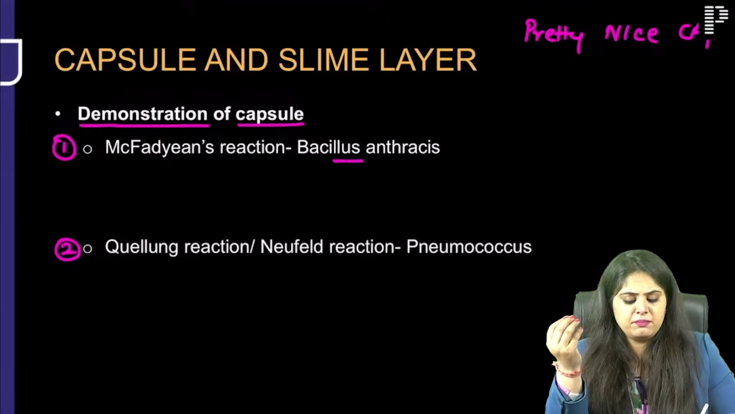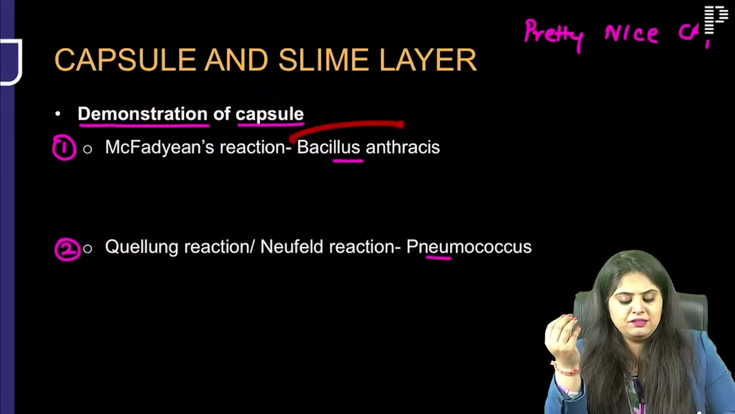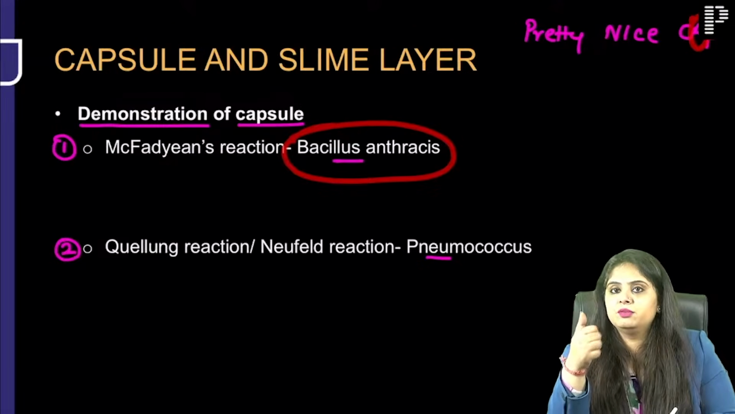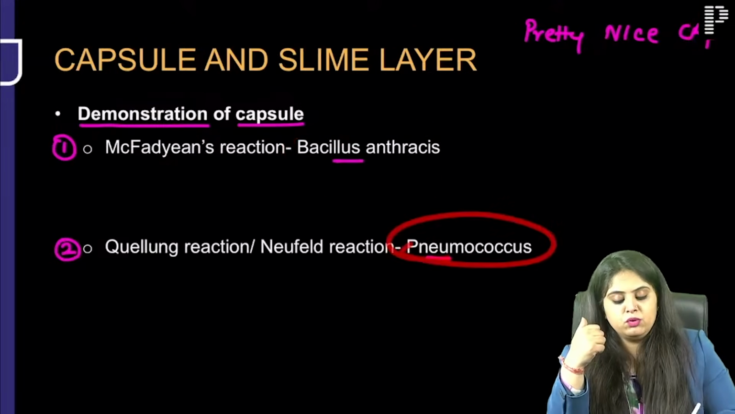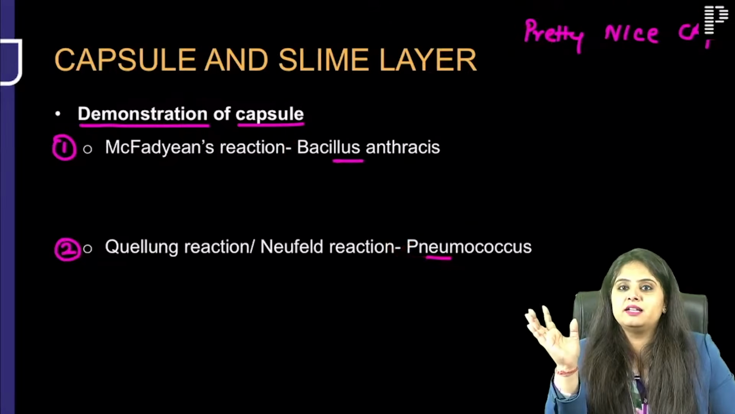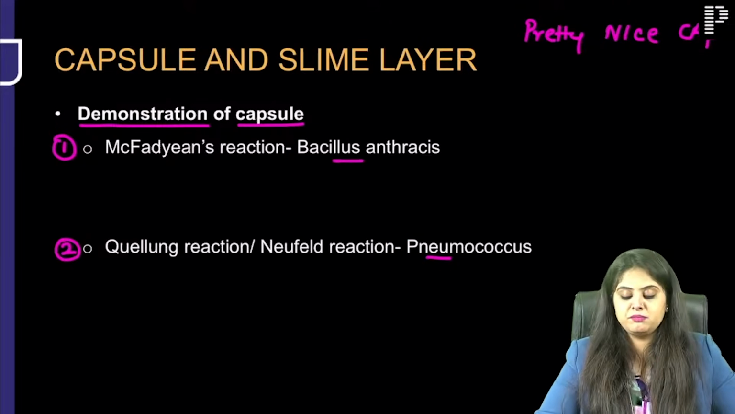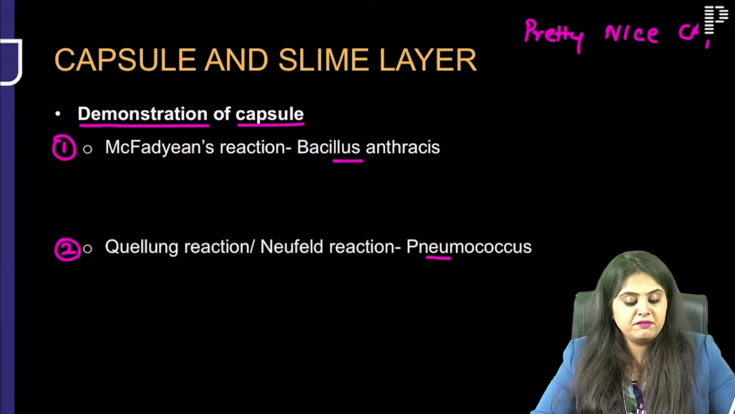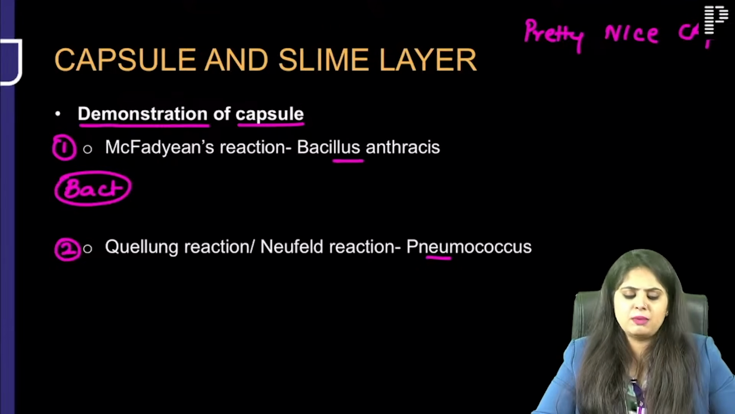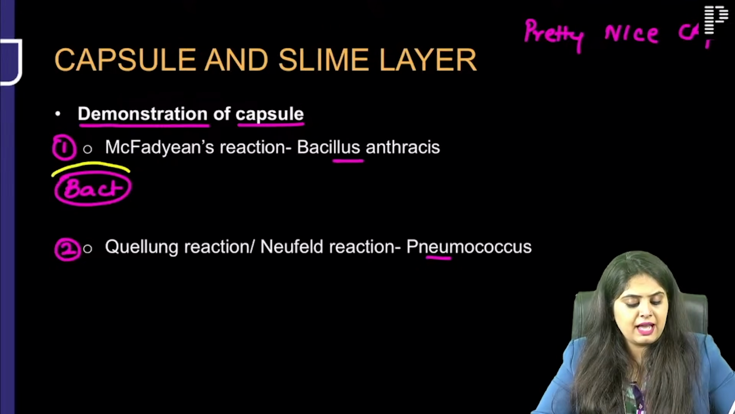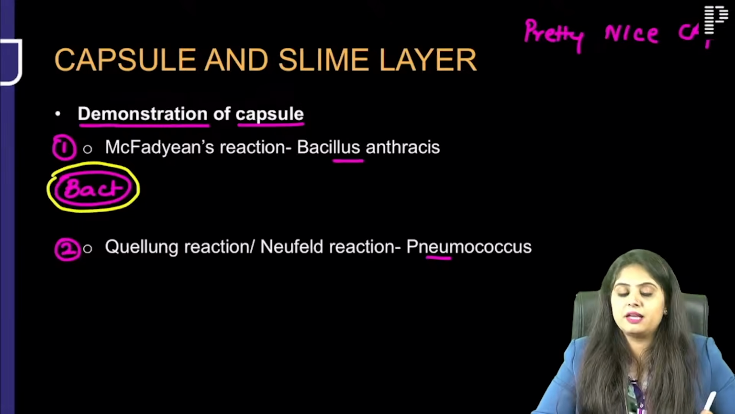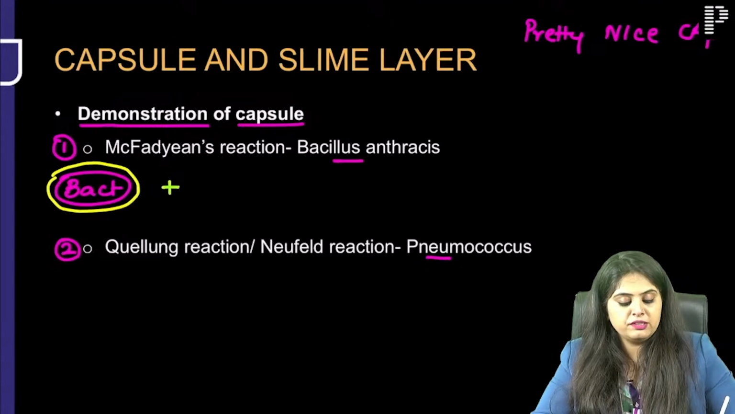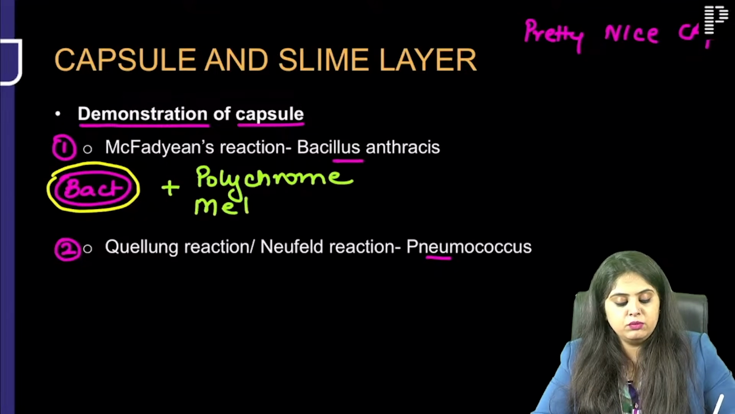I've written one bacteria in front of it. Tell me, does Bacillus anthracis have a capsule? Yes. Does pneumococcus, you said ma'am, everything starting with P had a capsule. These have a capsule. Fine. So what is Macfadyen reaction? In Macfadyen reaction, I'm going to take a bacteria. Let's assume that the bacteria has a capsule. What do I do? To this, I am going to add a purple color dye that is known as polychrome methylene blue.